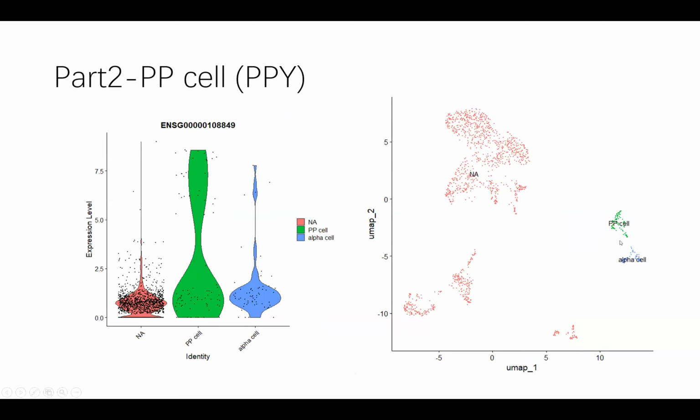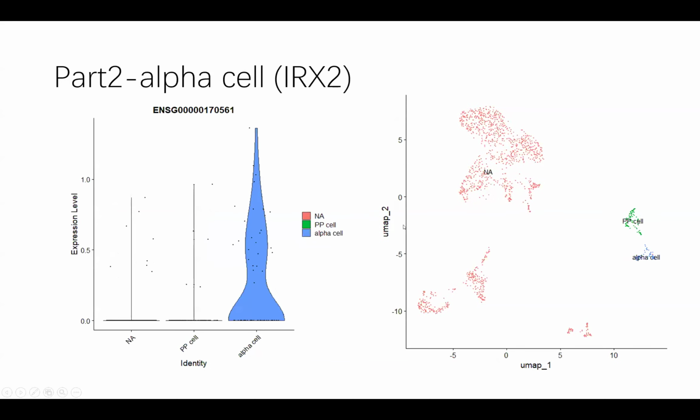And for these two types, which are the PP cell and alpha cell, I classified. For the PP cell, you can see there is a very high level of PPY expression. And for the alpha cell, I chose IRX2 as the marker, and they show very high expression here in the alpha cell I classified. And that's all for my presentation.